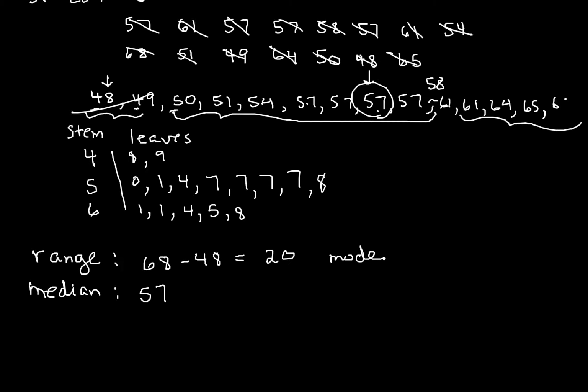Your mode is the one that happens the most. We can see all these 7s. It's going to be 57.